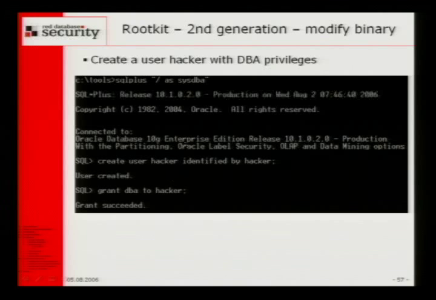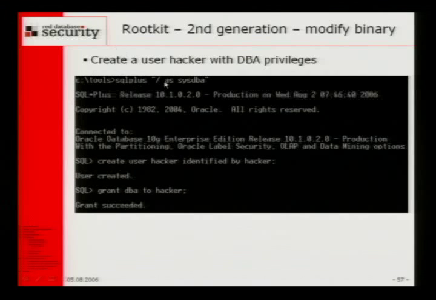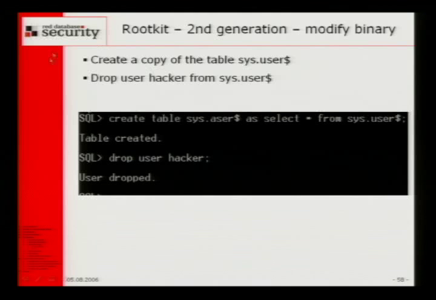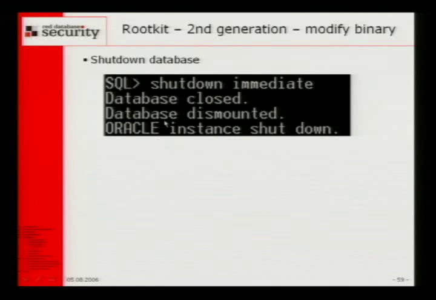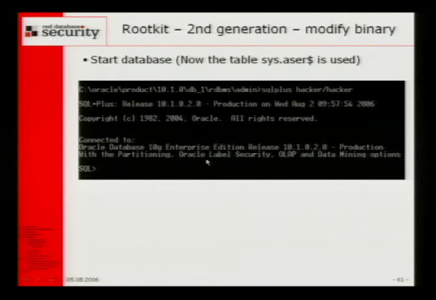So here we create a user with DBA privileges. Then we create a table, because we must do this before we change the table name in the binary file. So first we create a hacker. This hacker is created in the sys.user$ table. Then we create a copy of the sys.user$ table containing the user hacker, and then we drop the user hacker from sys.user$. So it's not available in sys.user$, but in this table. Then we shut down the database, replace everything, and then we can log on with this user.